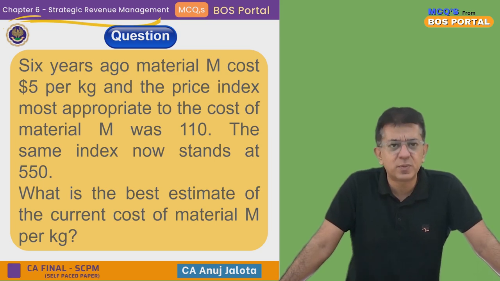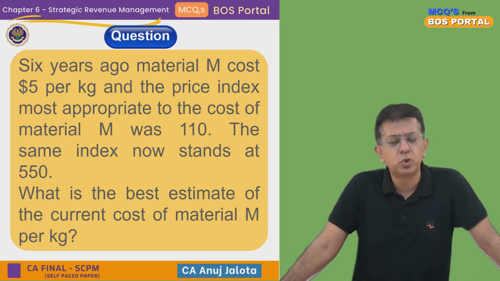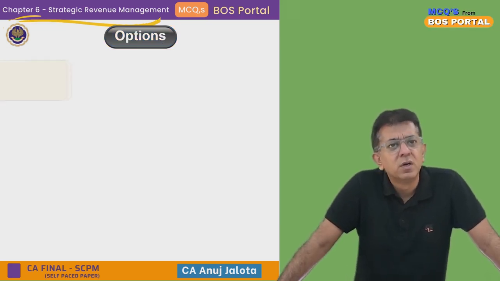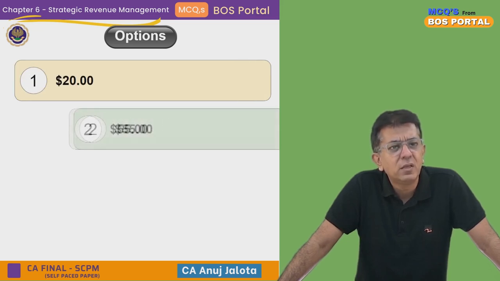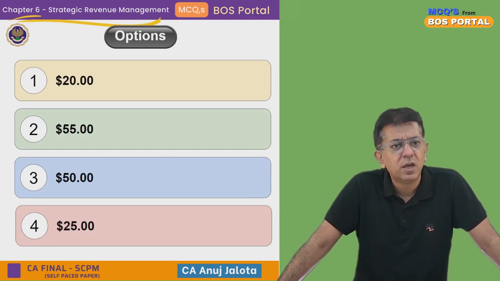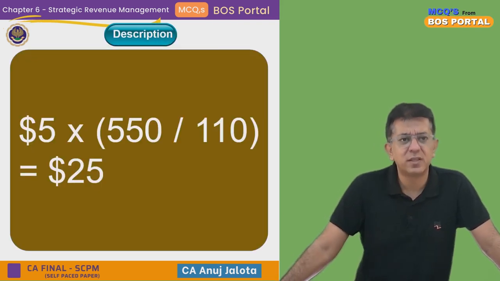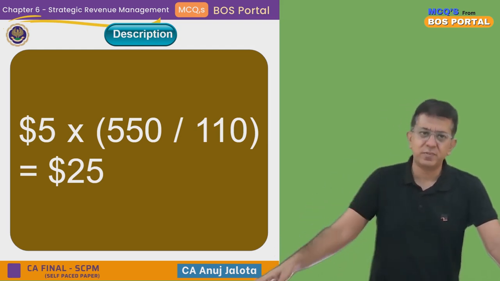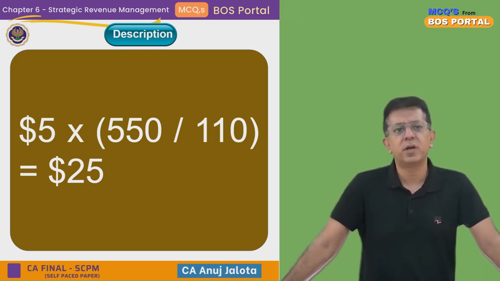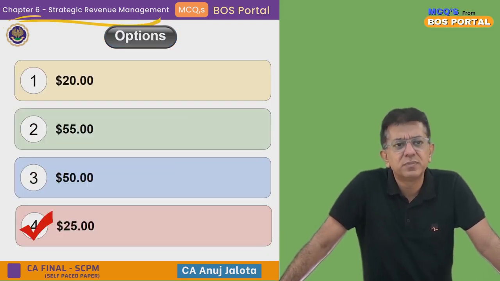So therefore the index has become 5 times. So price should also become 5 times. Therefore the answer should be 25. The four options are 20, then 55, then 50, and 25. We all know whatever is the correct answer, but obviously the calculation is like this: 5 into 5 times. That 5 times has been calculated as 550 upon 110. So therefore, it should be 25. 25 should be the correct answer. Yeah, that is the correct one.